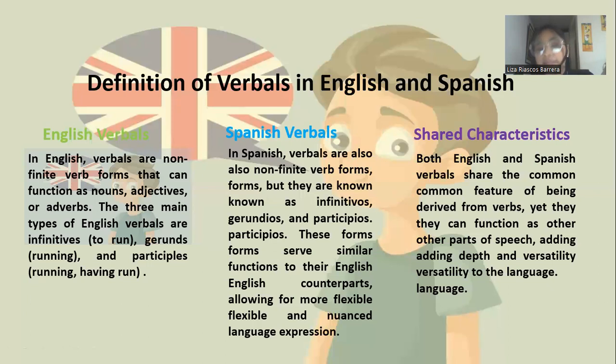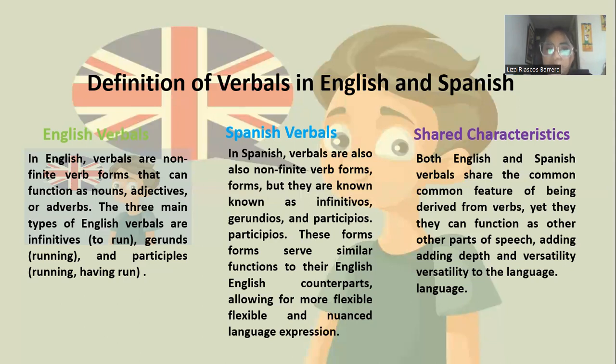Definition of verbals in English and Spanish. English verbals are non-finite forms that can function as nouns, adjectives, or adverbs. The three main types of English verbals are infinitives, to run; gerunds, running; and participles, running, having run.